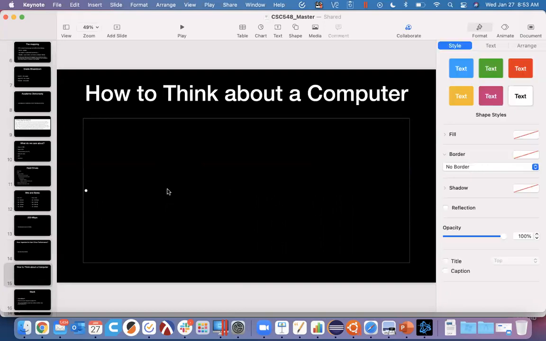All right, so how do I like to think about a computer when we talk about the architecture or the organization of a computer? I like to think of it like kind of like roads, like an interstate system.